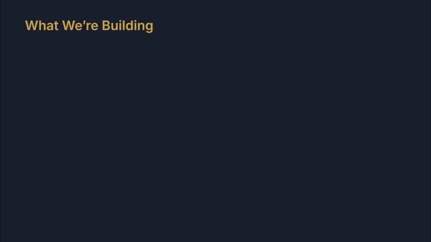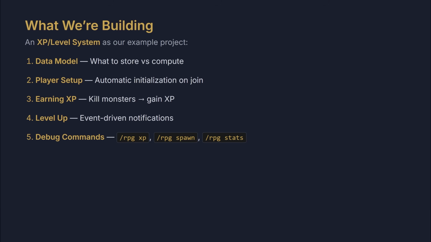We're going to build an experience and level system as our example project, and we will continue this project throughout this series. We have to look at some very different things, for example the data model. We need to look at what to store versus what we need to compute. We will look at the player setup, for example listening to join events and doing some initialization there.